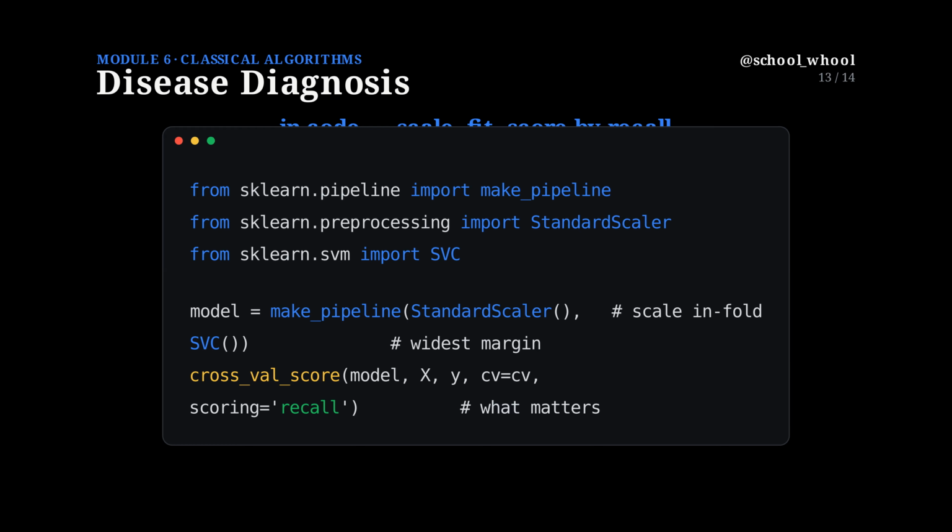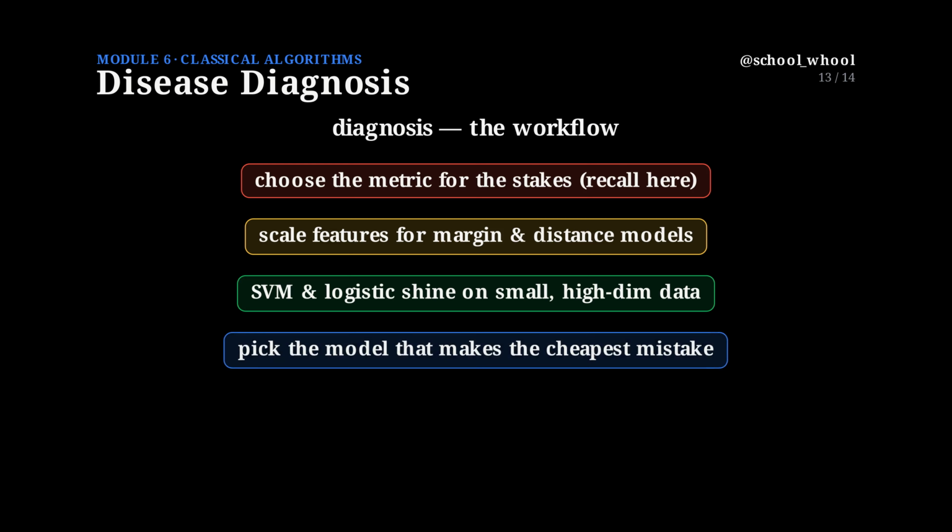To recap this project. First, choose the metric for the stakes. Costly missed cancers mean we optimize recall, not accuracy. Scale your features for margin and distance models. Expect the support vector machine and logistic regression to shine on small, high-dimensional data. And pick the model that makes the cheapest kind of mistake. 3 projects, 3 different winners. Always match the model, and the metric, to the problem.